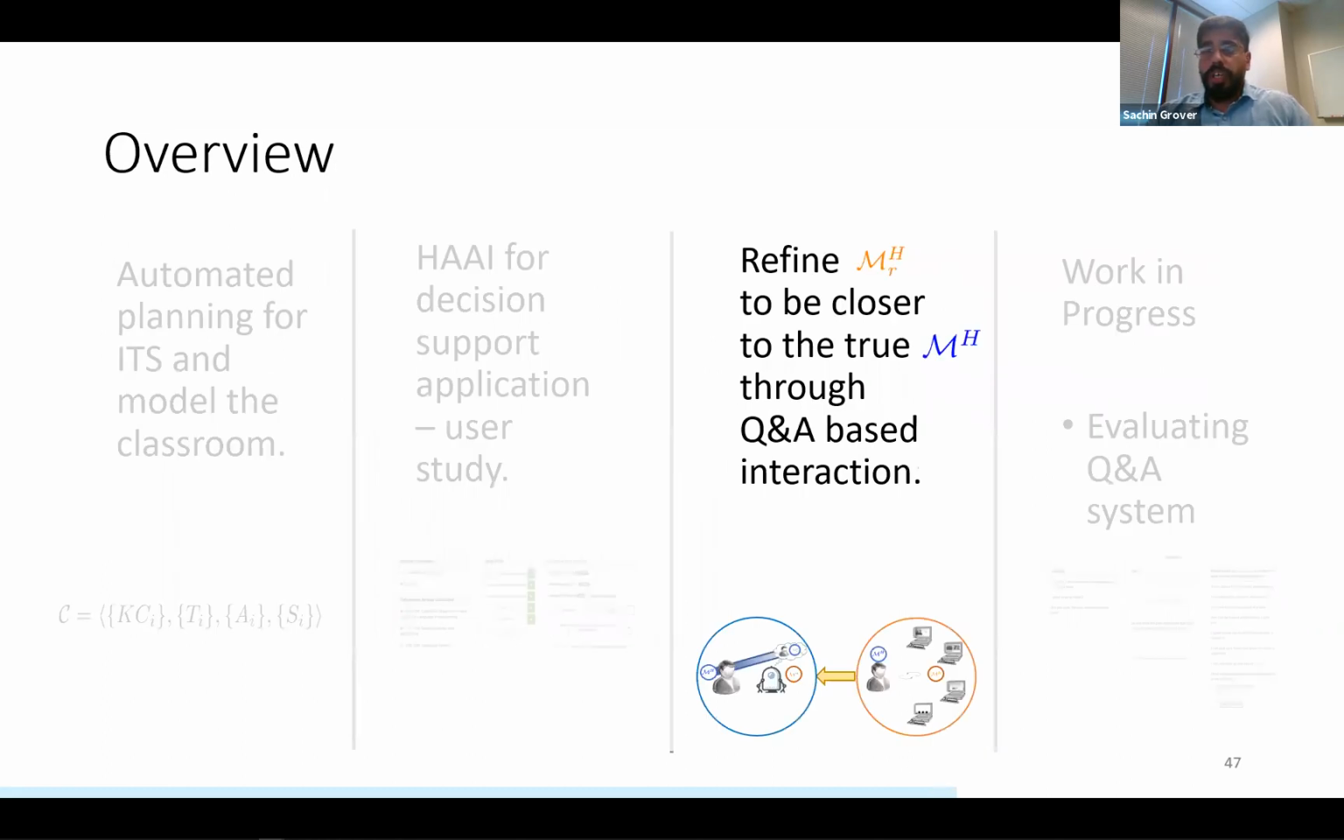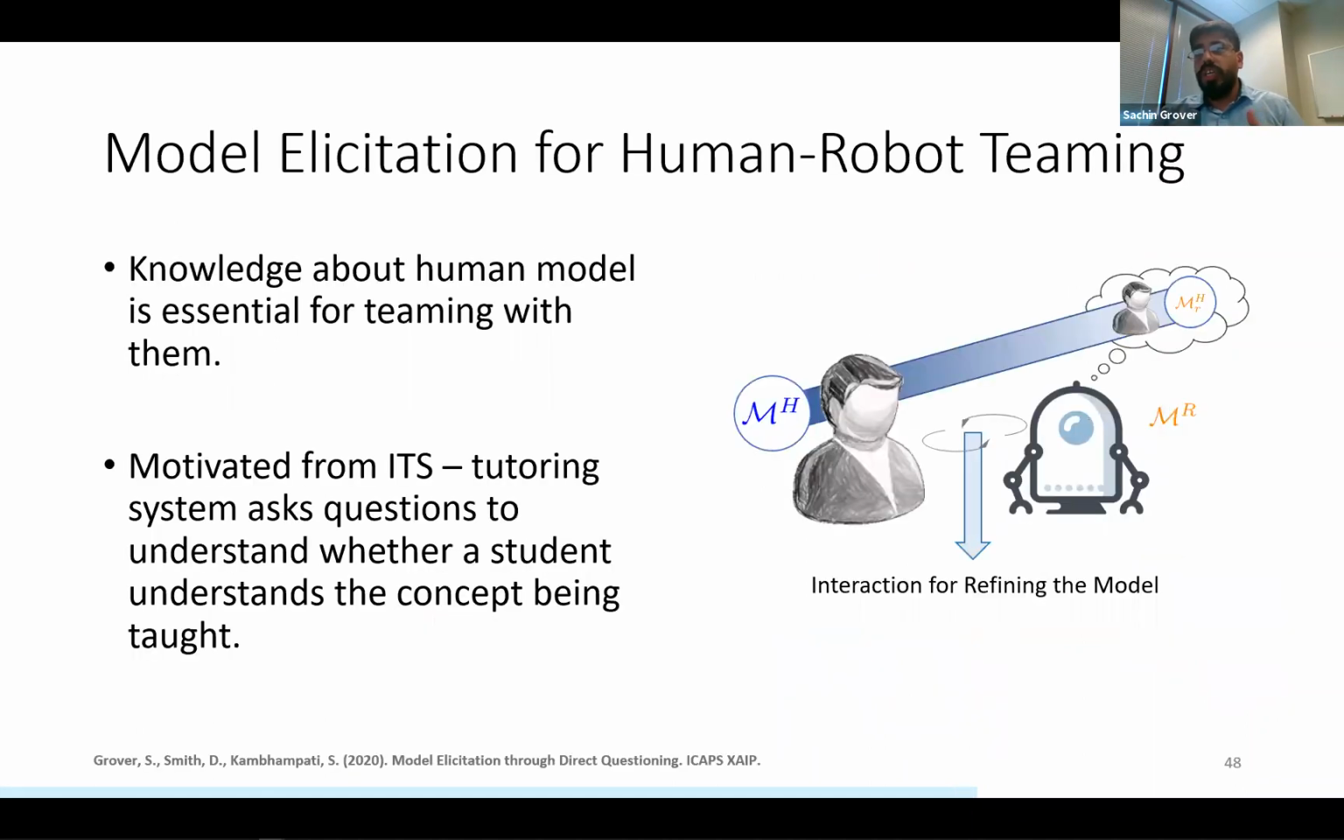Going to the third part of my work, where I look at whether the system can interact with the human user, and with that interaction, evaluate whether it can bridge the gap between the two through a Q&A based interaction. This work was done in collaboration with Dr. Smith and Dr. Kambhampati.